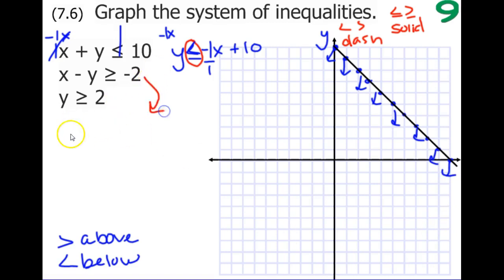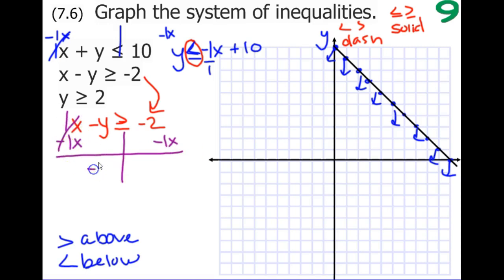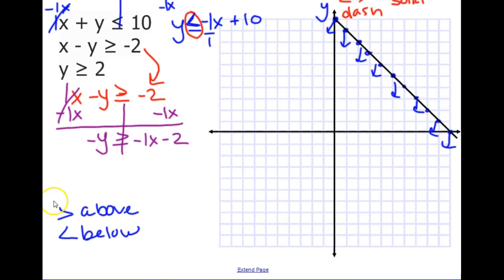This second equation I'm going to rewrite so I can solve it. X minus y is greater than or equal to negative 2. So this is a 1x. I'm going to move that over to the other side, subtract 1x. So I have negative y is greater than or equal to, write your x's first, negative 1x minus 2. And then we have a 1 there. It's really a negative 1, so to get rid of that we need to divide by negative 1. So remember, when you divide by a negative, your sign flips.